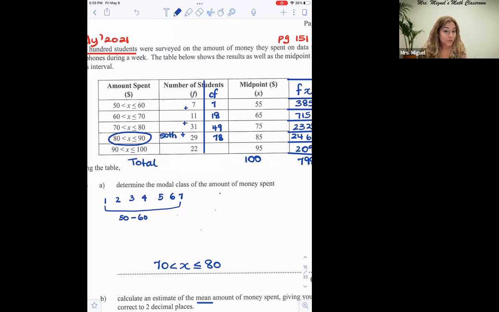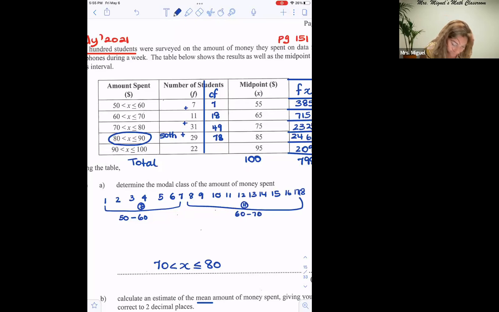Then comes the students who used more money than that. So we have persons 8, 9, 10, 11, 12, 13, 14, 15, 16, 17, 18. So these are the second group of students. They scored between 60 and 70. They used that amount. So this is the first 7 and this is the next 11.